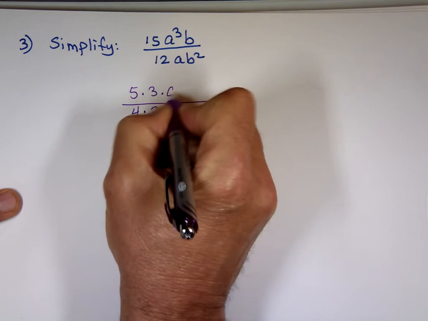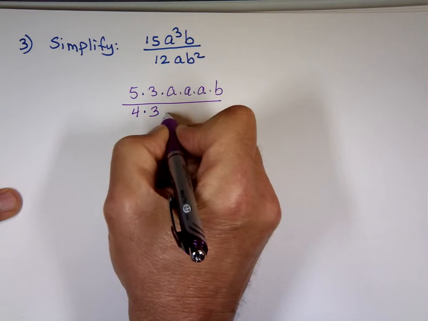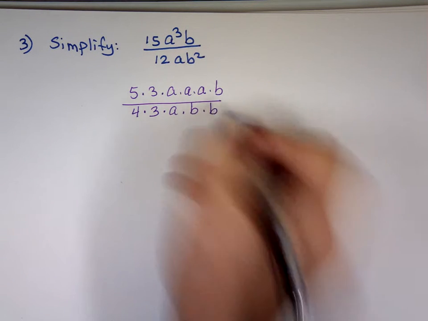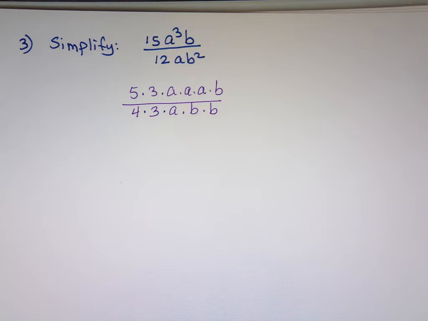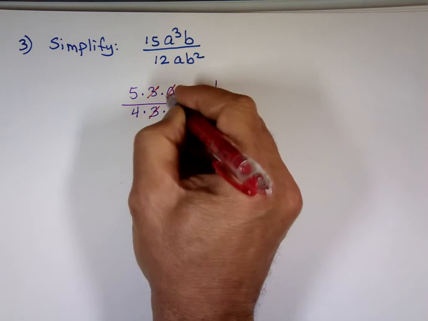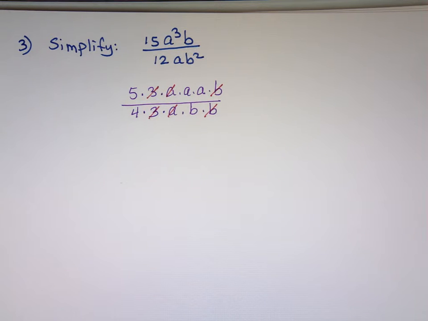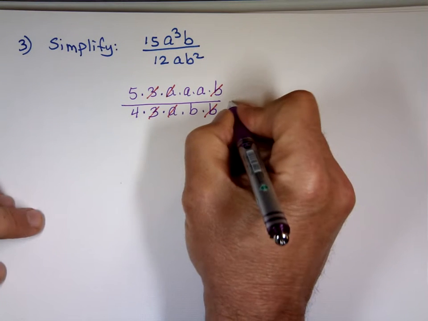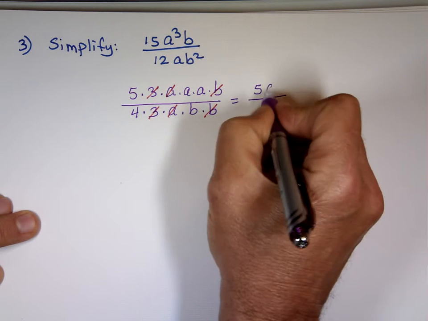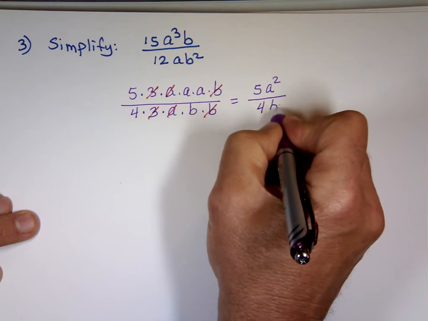A cubed, that's 3 a's, times b, 1 a and 2 b's. And let's look for like terms. The 3 cancels the 3. The a cancels the a. The b cancels the b. Anything else? It looks like nothing else left there. I have the 5 left on the top. I have a times a, which is 2 of them. In the bottom, I have the 4 and the b.